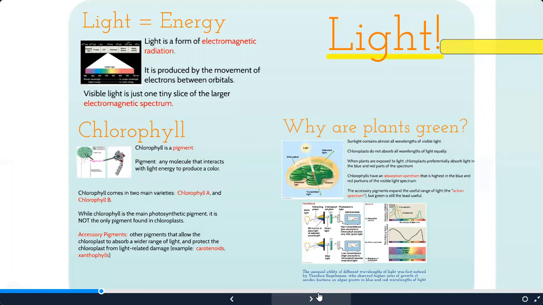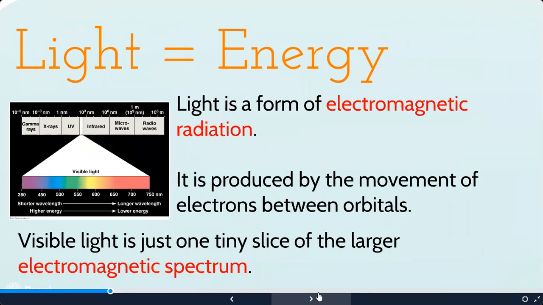All right, so light. The visible light that we see is actually a very small part of the entire electromagnetic spectrum. Okay? Electromagnetic radiation goes all the way from gamma rays to radio waves. So gamma rays are really high energy, and as you move towards radio waves, those are really low energy.